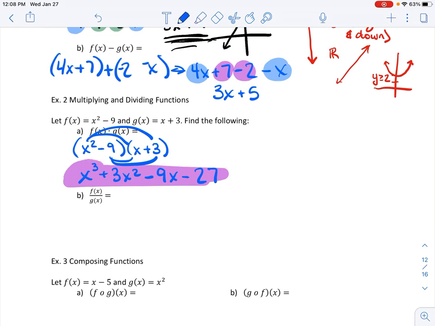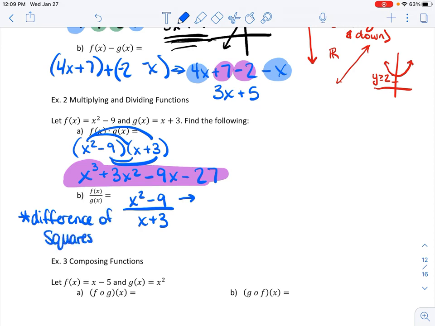And then we are asked to divide. So we take the division of f of x over g of x, like so. Now, this numerator can have some special things done with it. If you recall, we have something called a difference of squares, which is what we have now. So we can factor this out.